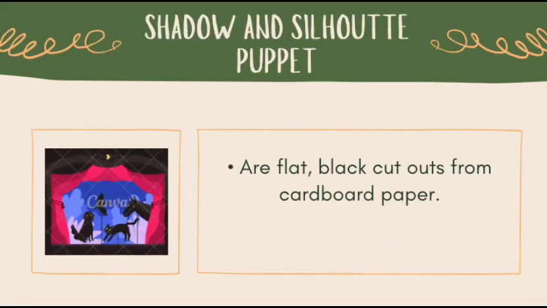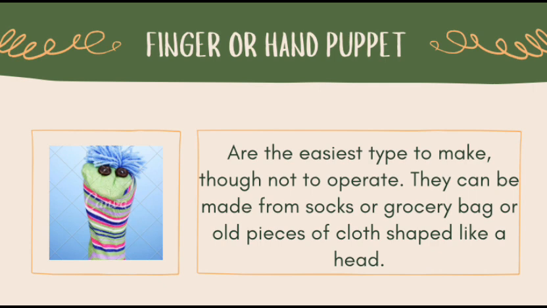The second one is the shadow and silhouette puppet. These are flat, black cutouts from cardboard paper. It is presented using a shadow or the silhouette. The last classification of puppet is the finger or hand puppet, which is the easiest type to make though not to operate. They can be made from socks or grocery bags or old pieces of cloth shaped like a head. So these are the common puppets that we are seeing.